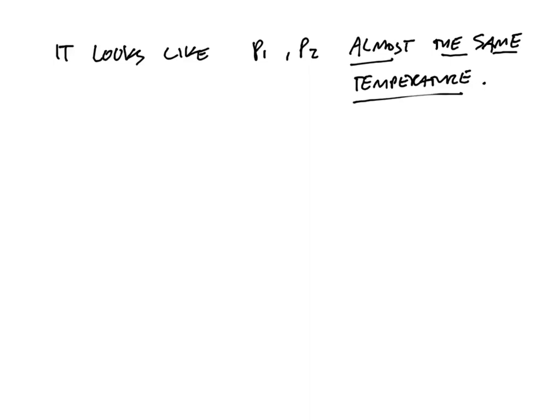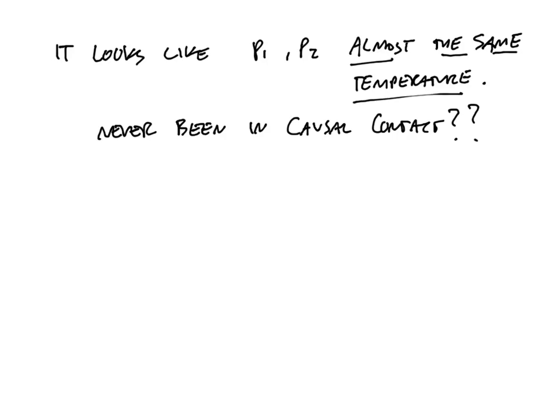So that's actually very strange, because they have never been able to talk to each other. They have never been in causal contact. So how did they know that they had to be at the same temperature? How did they have time to reach thermal equilibrium if they've never been in causal contact? So again, this is a very peculiar thing. It again is evidence for fine-tuning.